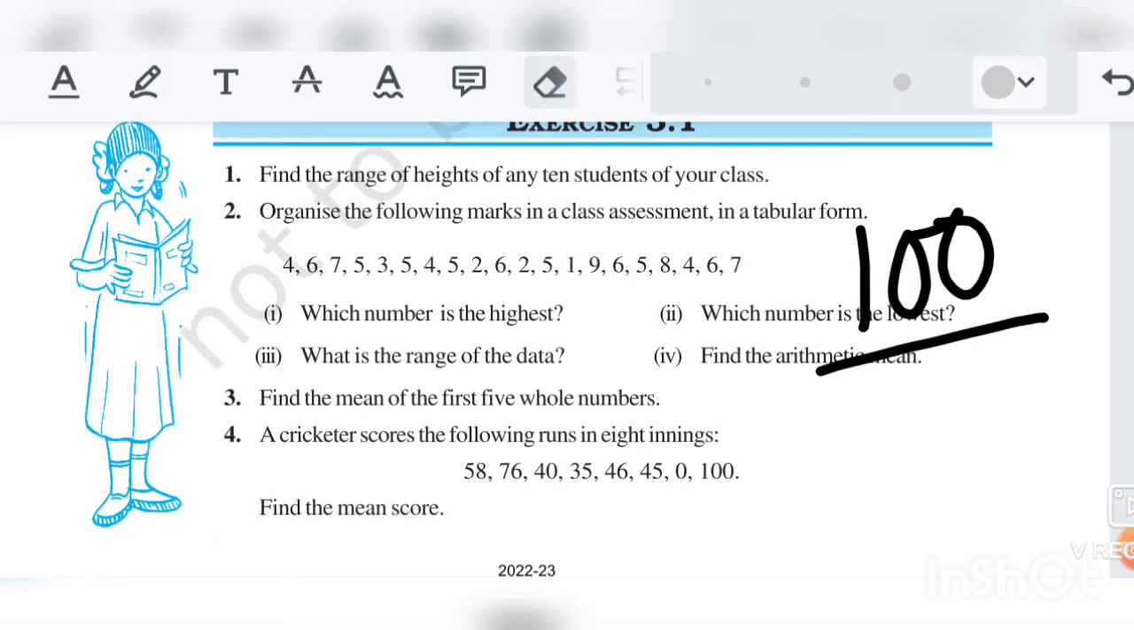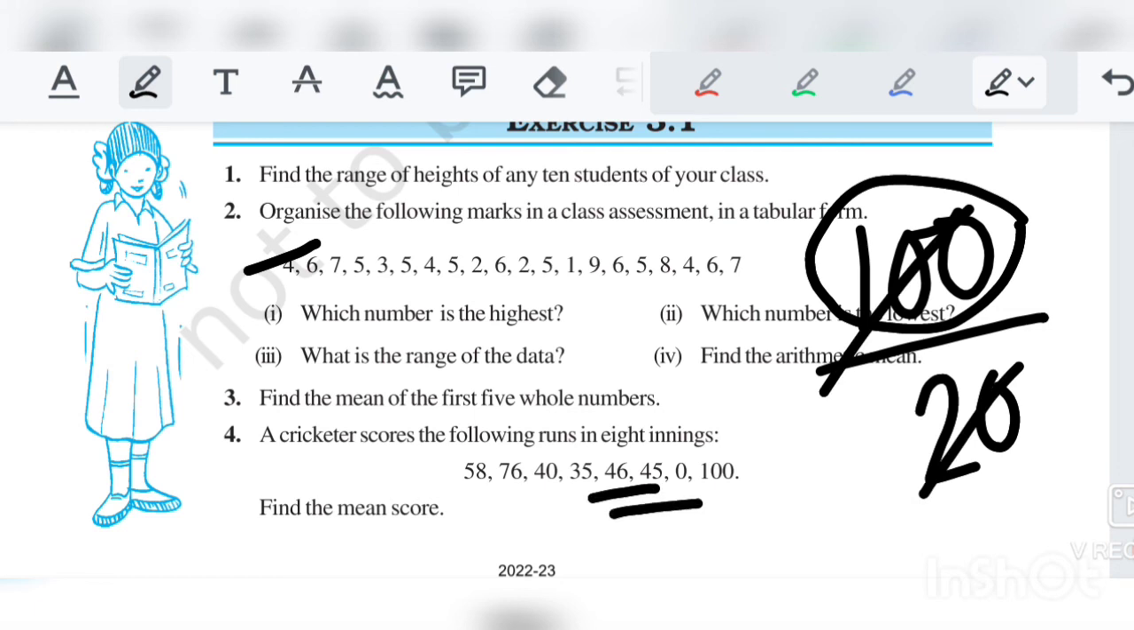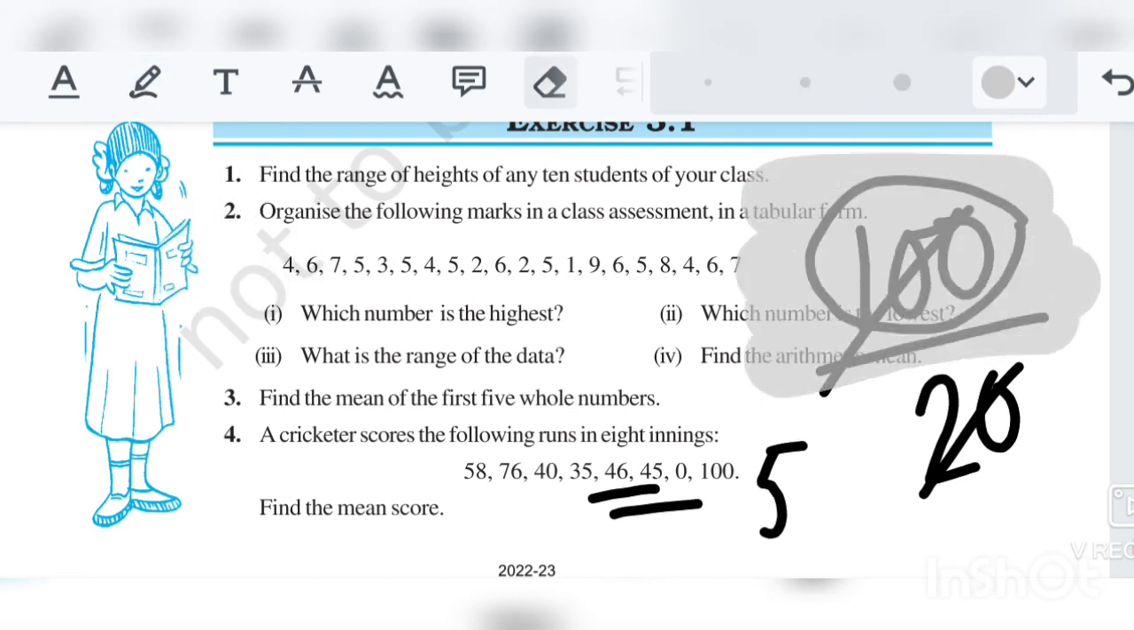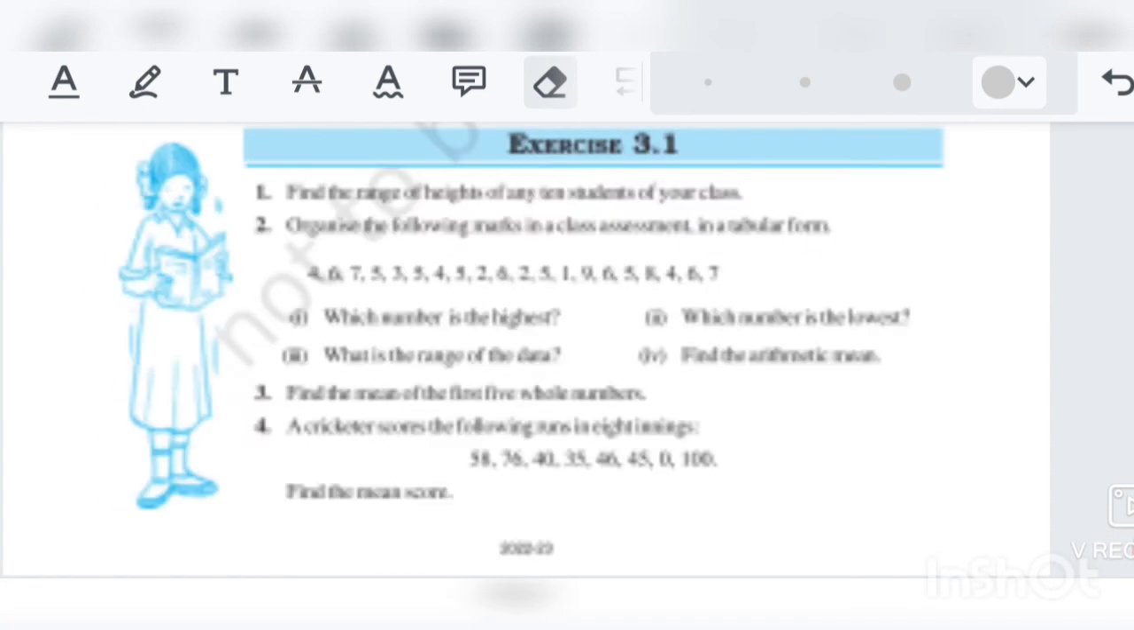After adding all these numbers, we get that the total marks come to 100 and the number of occurrences is 20. So for finding the arithmetic mean, we divide the total marks by the number of occurrences. So it is coming as 5. So 5 is the arithmetic mean, and in this way we have done question number 2. This was a very easy sum. The concept was completely built in class 6 and we are doing some of its application here in class 7.